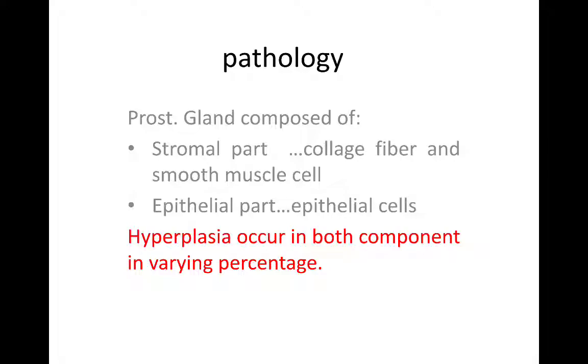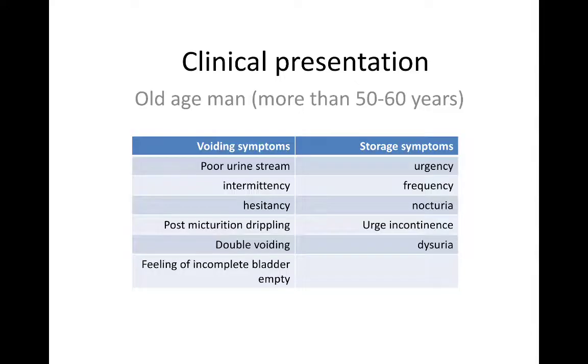The prostate gland is composed of a stromal part, which includes collagen fiber and smooth muscle cells, and an epithelial part, which is composed of epithelial cells. Hyperplasia occurs in both components, the stromal and epithelial parts, in a varying percentage. Clinical presentation of benign prostatic hyperplasia.